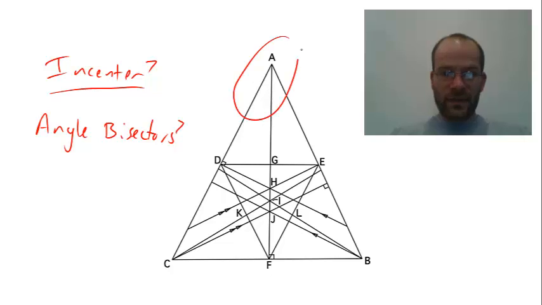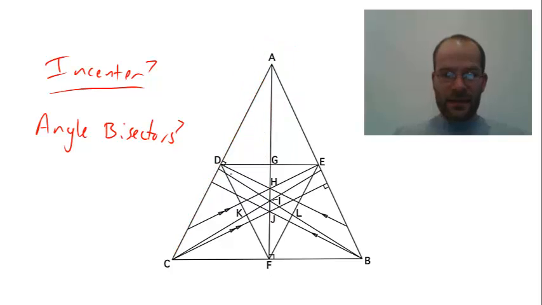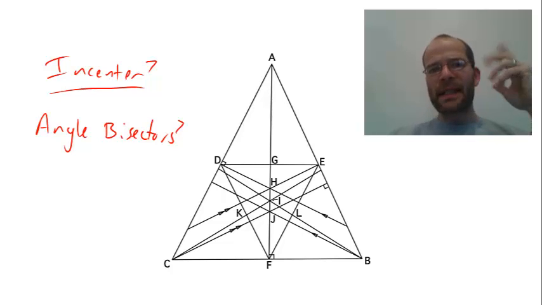We could look at vertex A here, and if we knew that angles CAF were congruent to BAF, then we'd know we have an angle bisector, but we don't have that information. So let's just stop there. At this point, hopefully it's pretty clear that I don't have any identified angle bisectors in the diagram. But let's take it a step further.